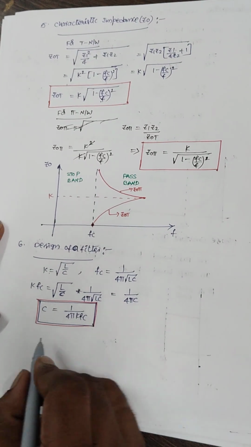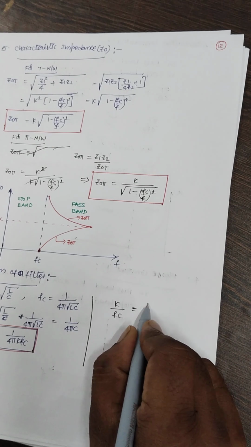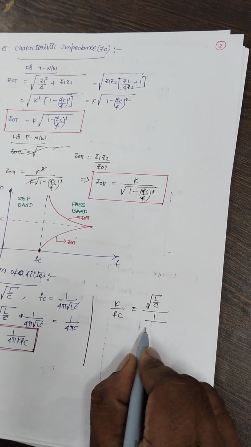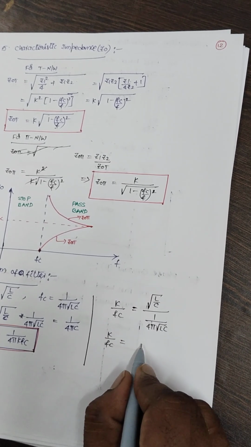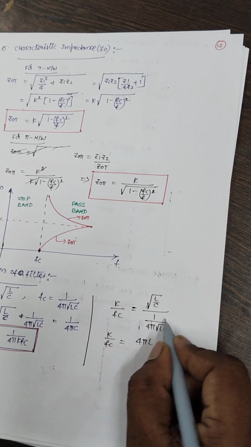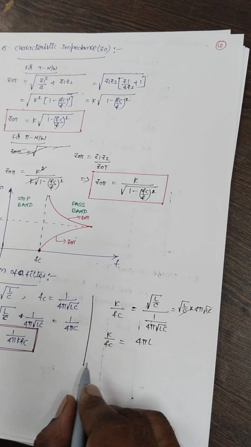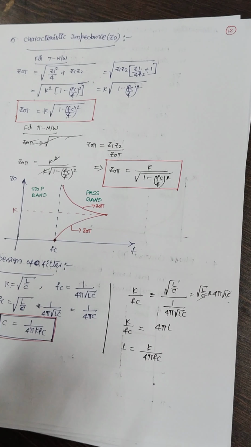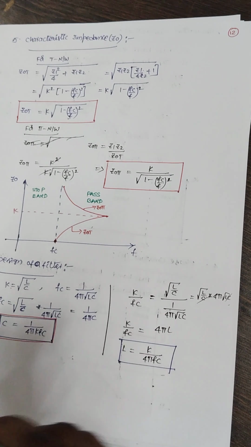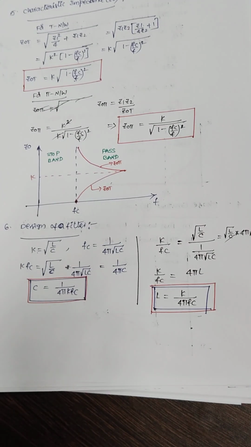Next thing here is the L value. So divide k by fc. k divided by fc is equal to square root of L by C divided by 1 by 4π square root of LC, which is square root of L by C into 4π square root of LC. The square root of C cancels, and 4πL remains. So the L value is equal to k divided by 4π fc. This L value needs to be substituted in T type or pi type networks.